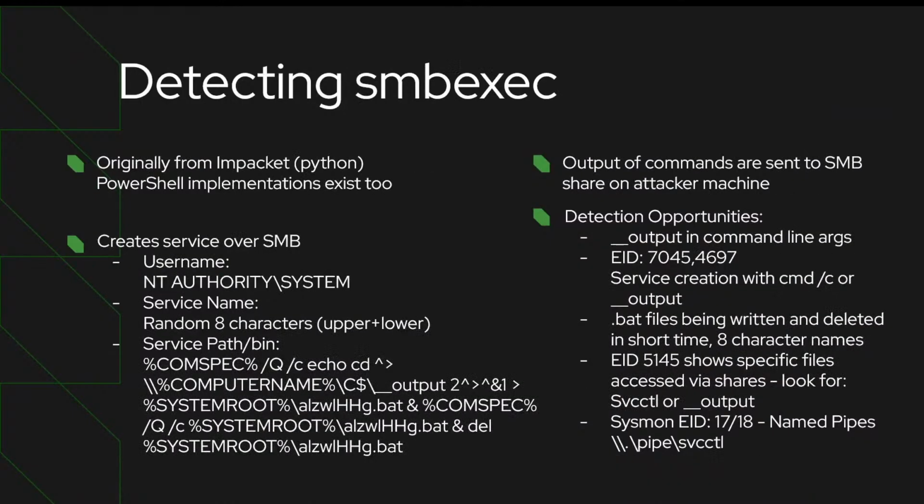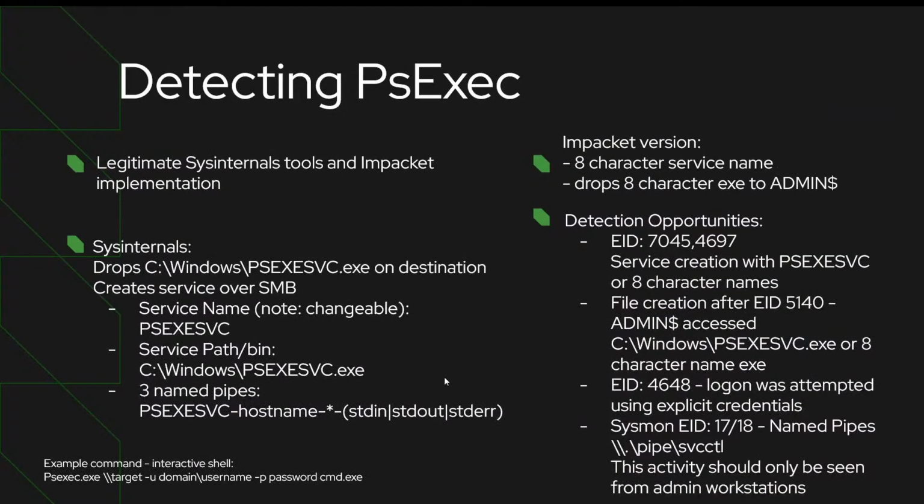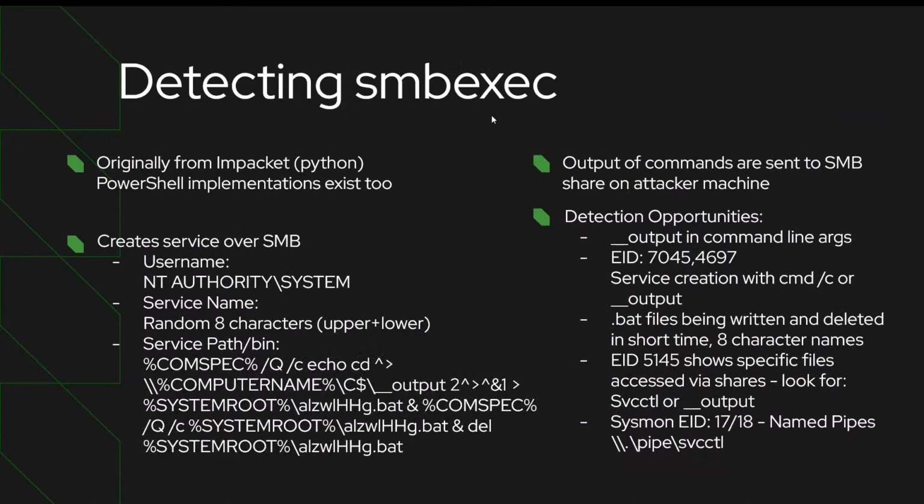Cool. So another similar version, still sticking with the SMB theme, is SMBExec. You'd think it's pretty similar to PsExec, but it works slightly differently. Going back to my PsExec slides real quick, the standard input and output of this interactive shell is handled with PsExec through named pipes: PsExec, hostname, some random value, and then standard in, standard out, or standard error. With SMBExec it's a little bit different. Instead of using those named pipes, it's going to use a file called __output instead.